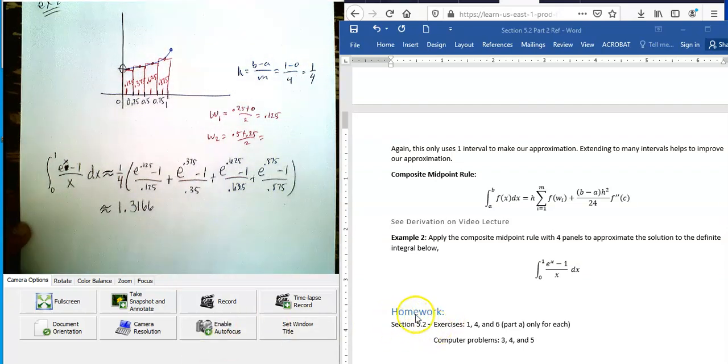Alright, so you can now take a look at the section 5.2 exercises number 1, 4, and 6. Just do part A only for each of those. They run you through the trapezoid method for 1, Simpson's Rule for 4, and then Midpoint Rule for 6. And then computer problems 3, 4, and 5. Again, trapezoid, Simpson, midpoint.